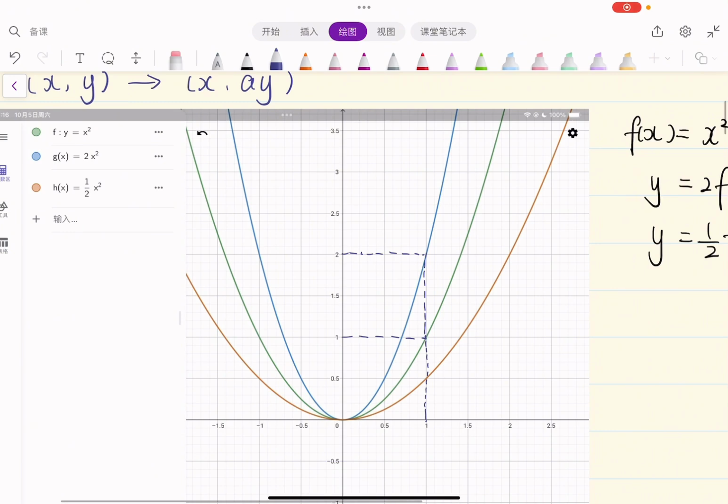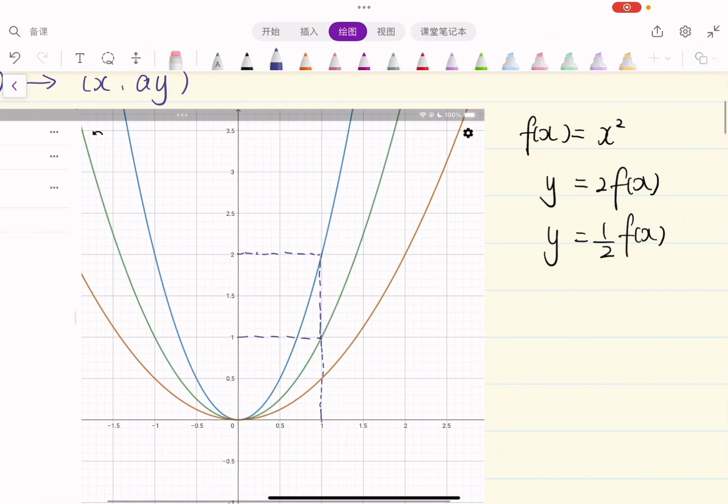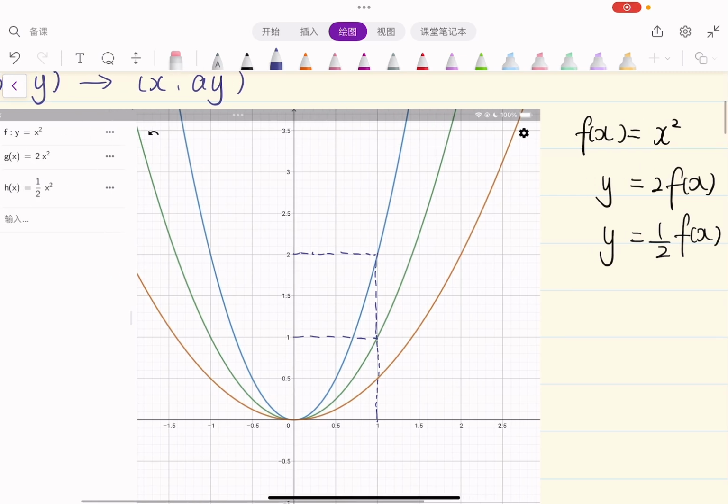Now let us see the orange line, that is half f(x). We can see the y coordinate at x equals 1 is 0.5. So it's stretched by a scale factor of half in the vertical direction.